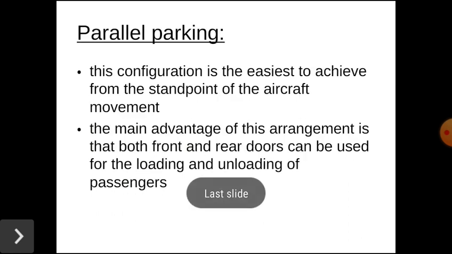Finally, parallel parking. This configuration is the easiest to achieve from the standpoint of aircraft movement. The main advantage of this arrangement is that both front and rear doors can be used for the loading and unloading of passengers. This advantage is available only through parallel parking. So these are the parking types of an aircraft.